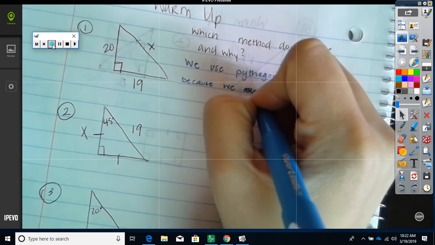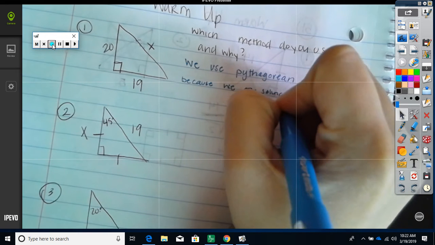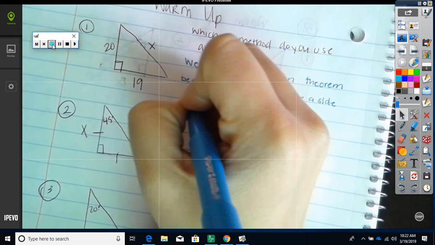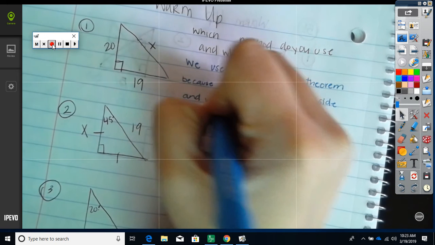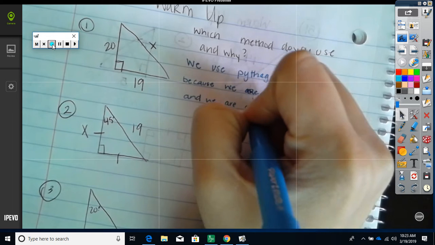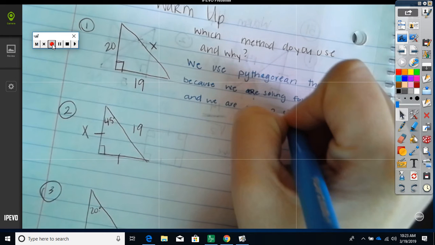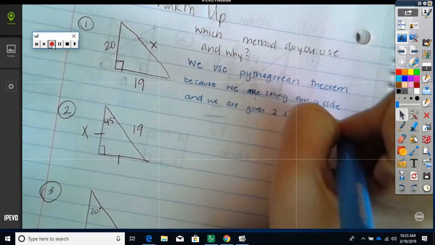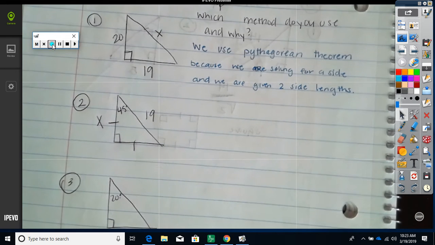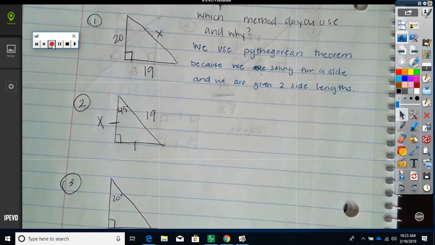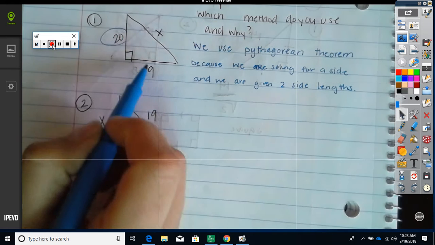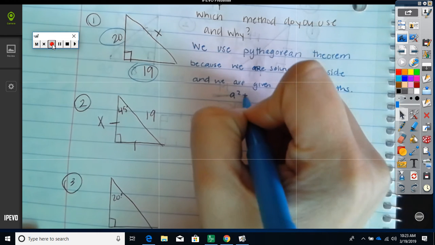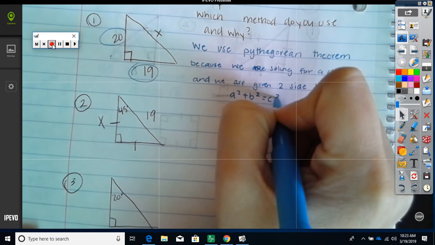Because we are solving for a side, and we are given two side lengths. You have two side lengths, 20 and 19, so you use a squared plus b squared equals c squared because you have two side lengths.